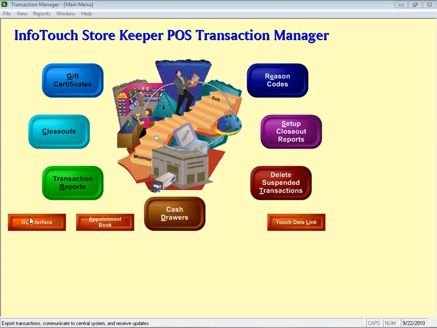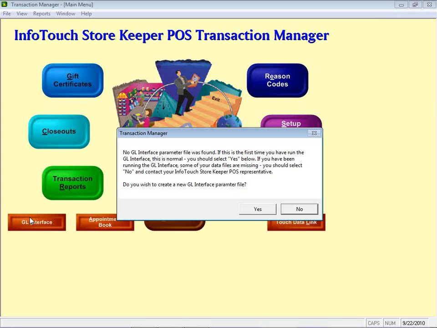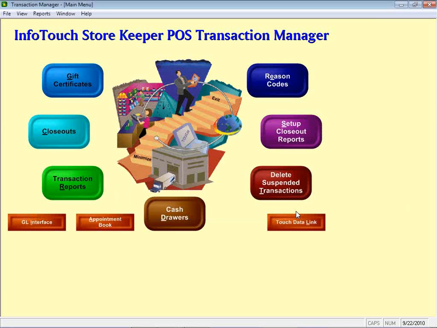So if you have bought the GL interface, and that is an optional add-on that allows our software to talk to either QuickBooks or Peachtree, then you operate the GL interface from here, and this is one that I haven't even started with today, so we won't get into it. As I said, this is really a reasonable topic for another webinar.